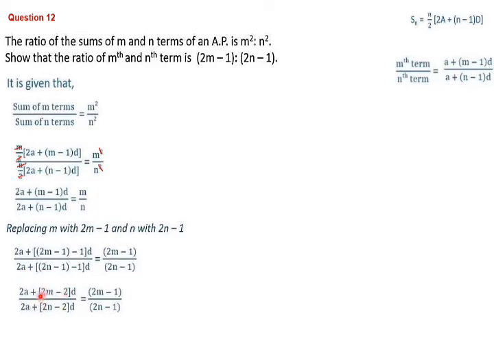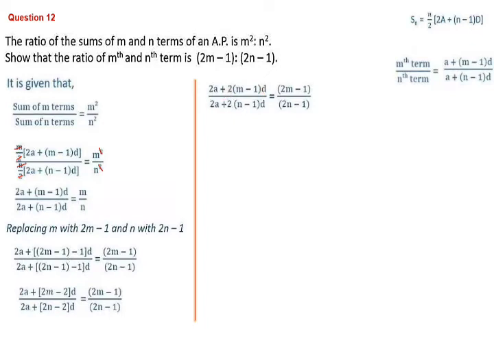Now our target we have reached. From here we can take 2 common. That is 2a plus 2 into m minus 1 into d. From these, if you take 2 common, we get 2 into m minus 1 into d. The denominator is also the same thing, 2a plus 2 into n minus 1 into d. The right side is the same. Now take out 2 into the first term, a plus m minus 1 into d. Here also 2 going out means a plus n minus 1 into d, equal to the right side, 2m minus 1 divided by 2n minus 1.